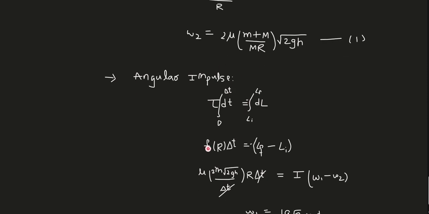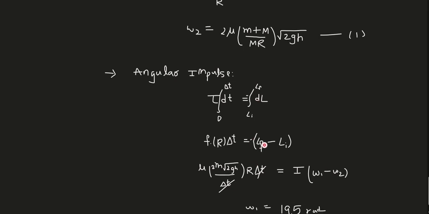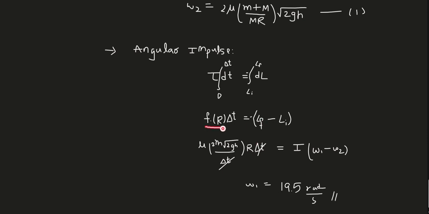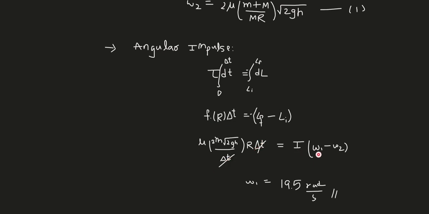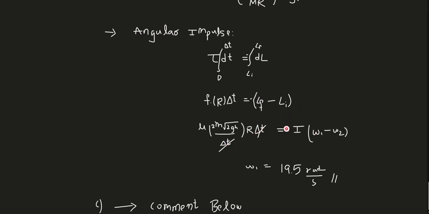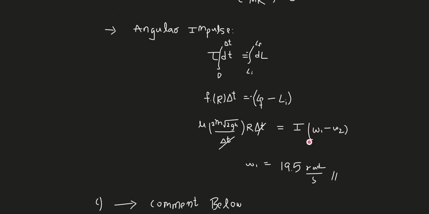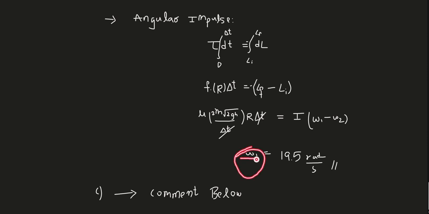After integrating, we can write torque equals friction times radius. We write the torque equation about the center of mass. After integrating from L initial to L final and multiplying with minus, we get L initial minus L final. After substituting all the values, the delta t terms cancel, so we get I times omega 1 minus omega 2. As we know, the moment of inertia of the sphere about the center of mass is 2 by 5 mR square. From this we find the value of initial angular speed omega 1. This is the minimum value that we got, 19.5 radian per second.